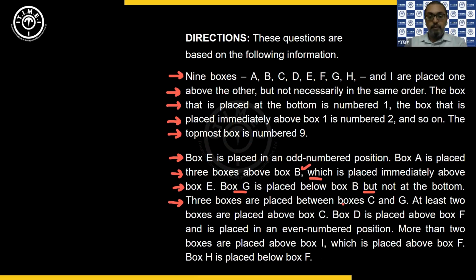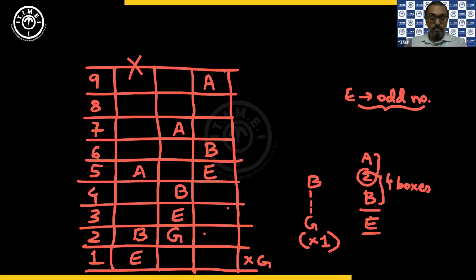Now 3 boxes are placed between C and G. And at least 2 boxes are placed above C. Okay. So there are 3 boxes between C and G, and at least 2 boxes are placed above C.